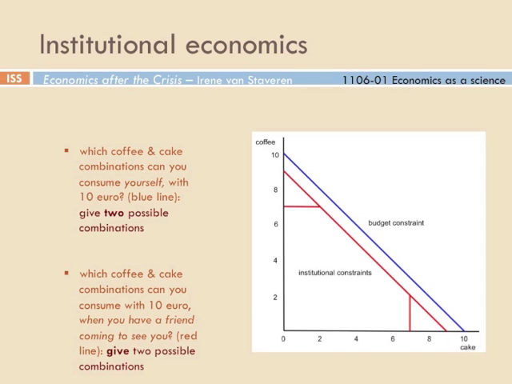Institutions can constrain your behavior. For example, when you expect a friend to visit you, you will probably not eat your last piece of apple pie. Why not? Because it's a social norm not to do so, and that social norm influences your behavior.